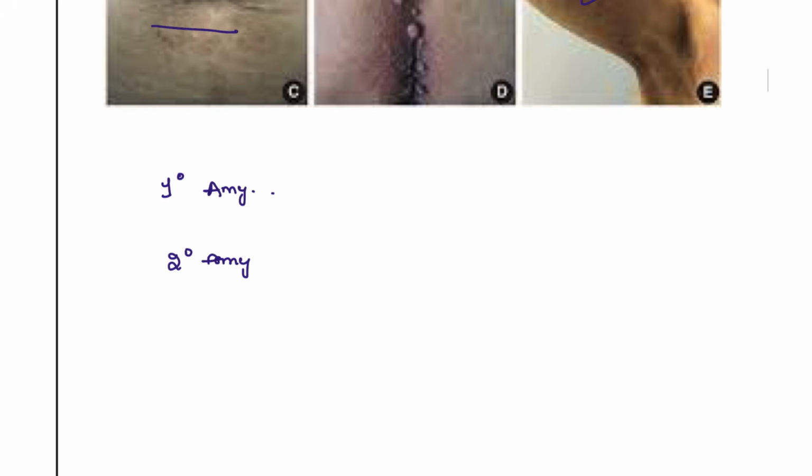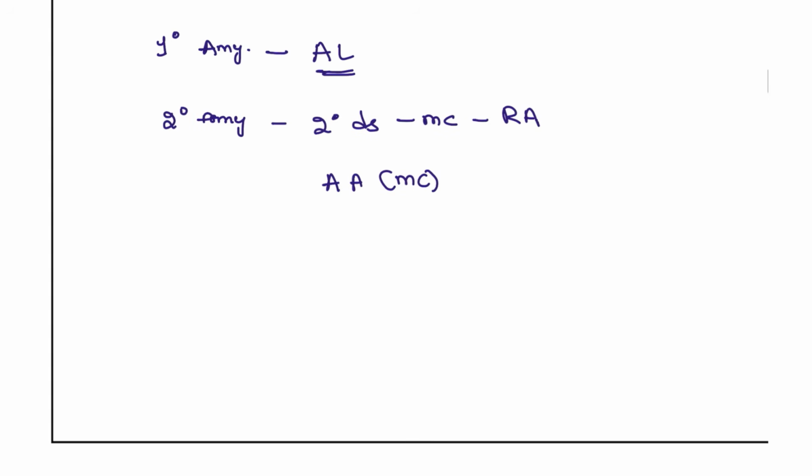One is primary amyloidosis and the second one is secondary amyloidosis. In primary amyloidosis, the cause is only the amyloid, and this abnormal protein is AL. Secondary amyloidosis is due to any secondary disease. For example, the most common disease is rheumatoid arthritis, and here the amyloid is AA. AA is the most common one.